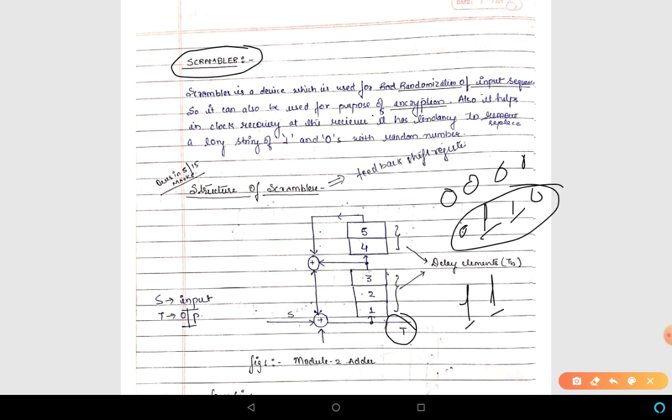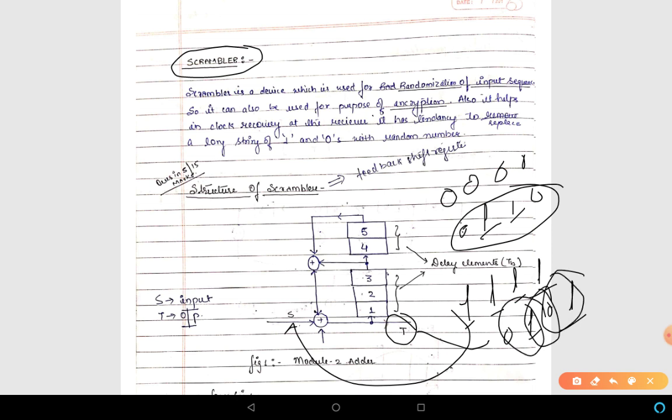Or if a long string of 1s is applied at the input of the scrambler, then at the output it may become something like this. So these transitions, 0 to 1 or 1 to 0, will occur at the output in the stream, so that clock recovery becomes possible.